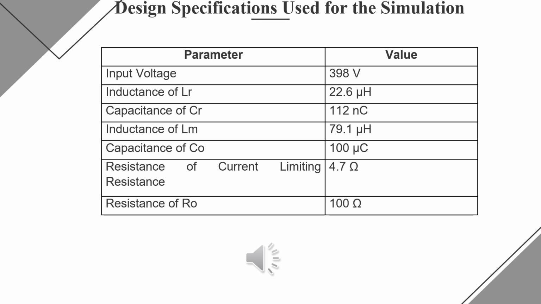This table shows the design parameters of our MATLAB Simulink model. LLC operation can be categorized into three modes based on switching frequency. If the switching frequency is equal to the resonant frequency, it's called resonance mode. If the switching frequency is greater than the resonant frequency, it's called buck mode. And if the switching frequency is lower than the resonant frequency, it's called boost mode.